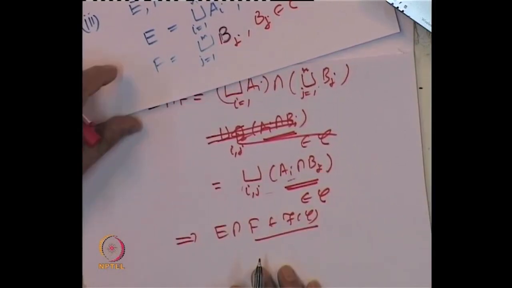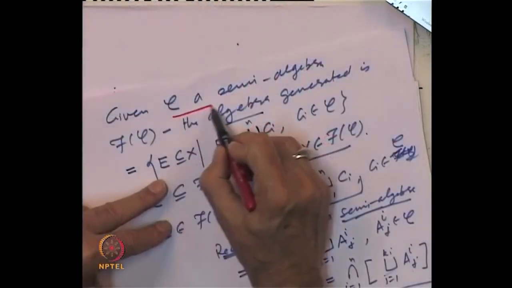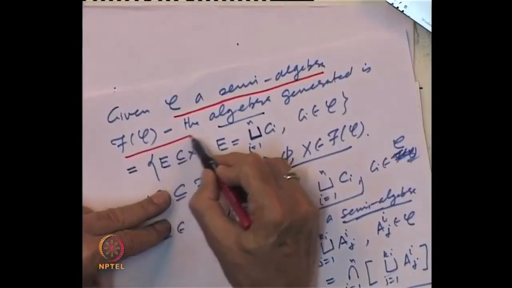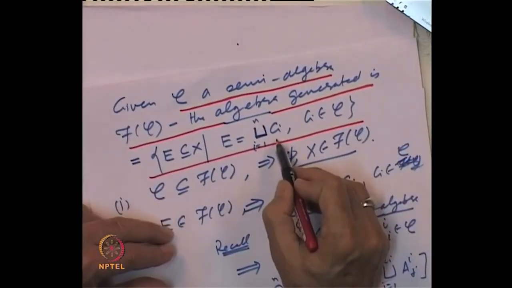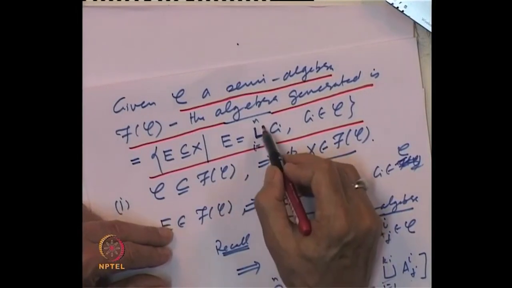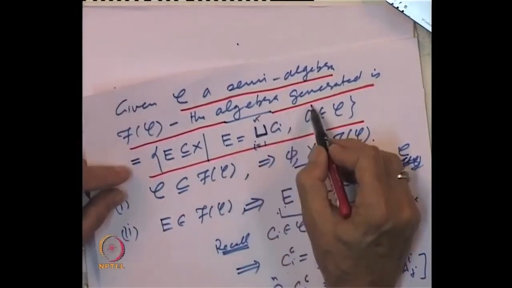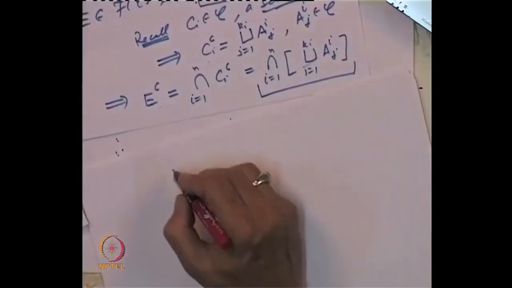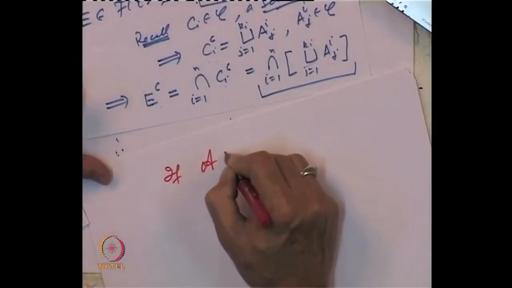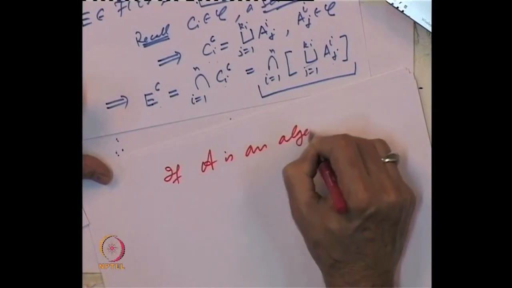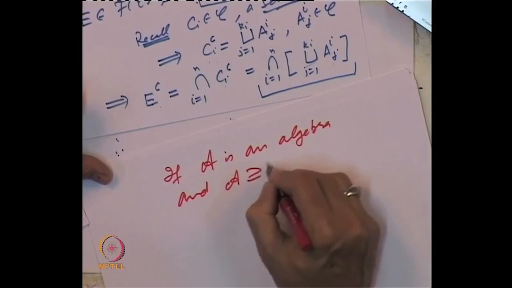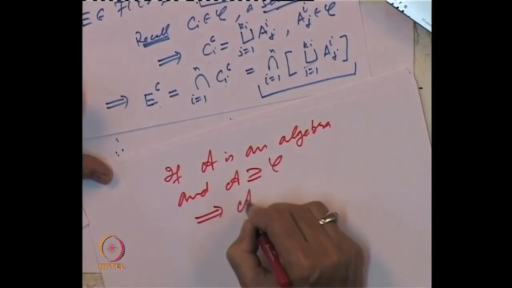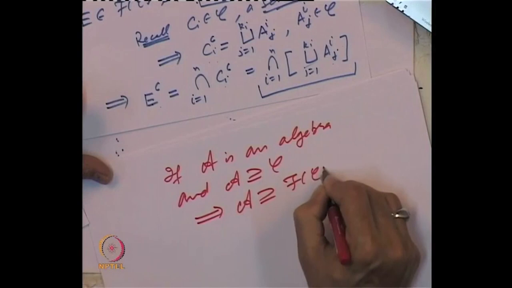So, what we have shown is the following: if C is any semi-algebra, and we look at the collection of subsets which are finite disjoint unions, then this includes C and is an algebra. To show that it is the algebra generated, we have only to show that if A is an algebra and A includes C, that should imply A includes F of C.